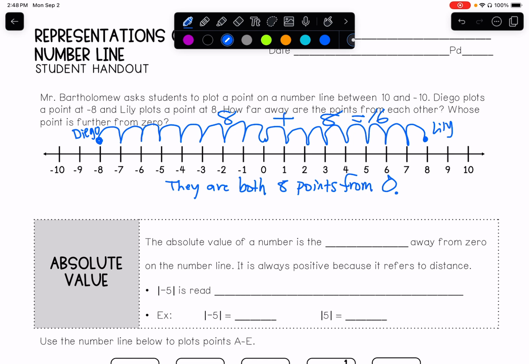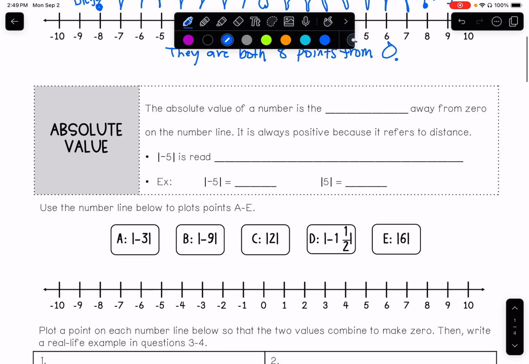The absolute value of a number is its distance away from 0 on the number line. It is always positive because it refers to distance. You're never going to have 0 inches or -2 inches or -5 inches or -4 feet or anything like that, because distance is always positive.